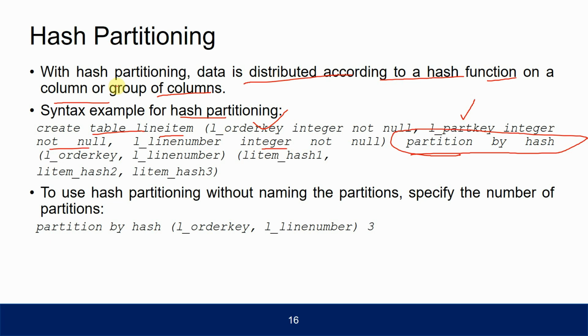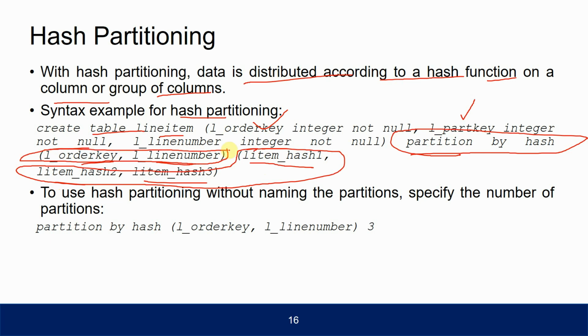And here what you are specifying is the values or the columns which are used for the hash, like here, order key and line number, and we are passing item hash 1, item hash 2, item hash 3. These are the three partitions which will be created based on these two columns, and an algorithm will be used to divide the data based on these two keys. To use hash partitioning without naming the partition, specify the number of partitions you want. It is not mandatory to specify the partition names. You can simply specify the number, for example partition by hash on these two columns, and I want 3 partitions.